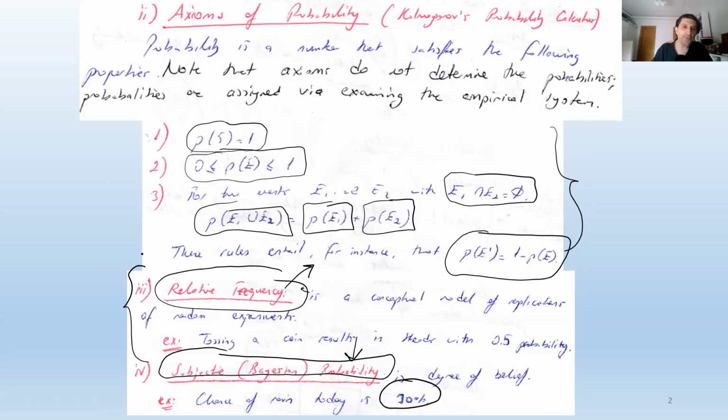Anyway, most of our course will be about this relative frequency interpretation. But nowadays, especially in machine learning communities, subjective probability, Bayesian probability, is also very commonly used.